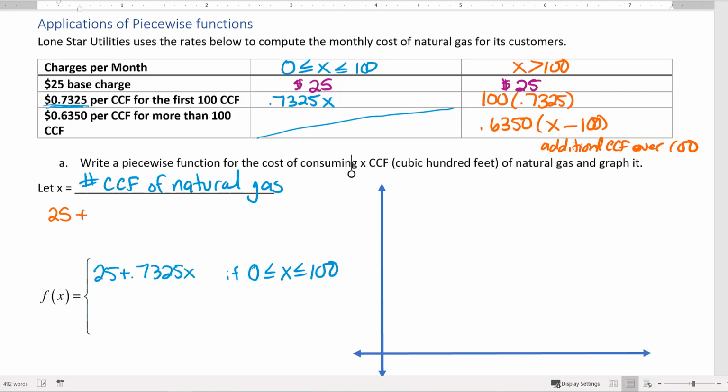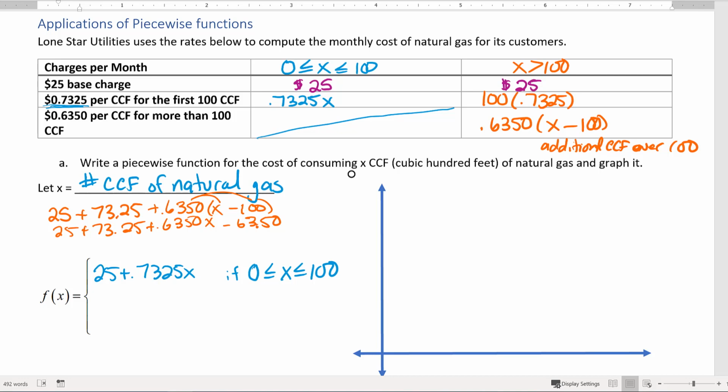So we have $25 for the base charge, plus we have 100 times 0.7325, which turns out to be $73.25. Plus we have 0.6350 times x minus 100. So that's got to get distributed, 0.6350x, and 0.6350 times 100 is 63.5. Then we have 25 plus 73.25 plus this. So I have to add up.